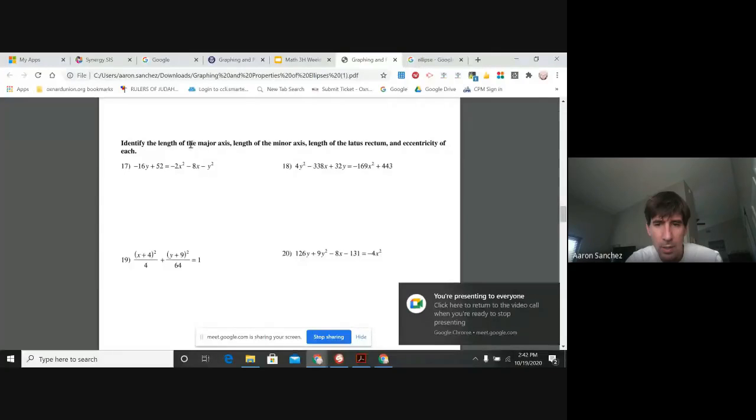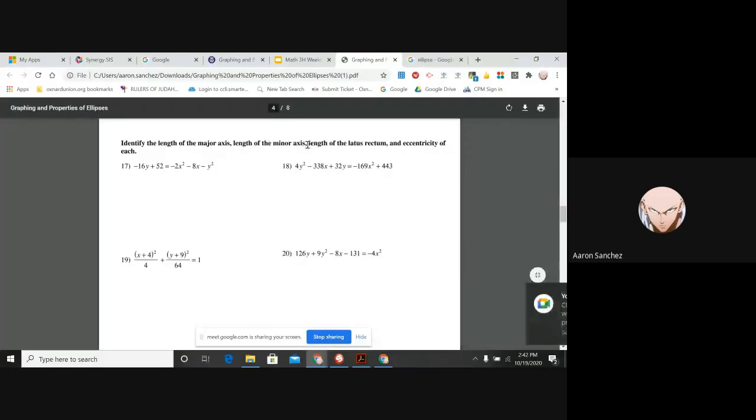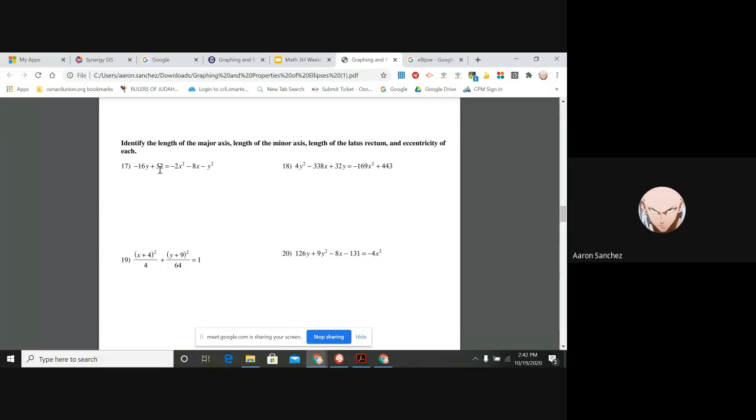Number 17. So look, we don't have to solve everything. I want you to solve for the length of the major axis and the minor axis. That's it. Don't worry about the latus rectum or the eccentricity of each. Okay? I'll just do 17 and then we'll be done. But the thing is, we want this equation to look like our standard graphing form. So 17 is negative 16y plus 52 equals negative 2x squared minus 8x minus y squared.